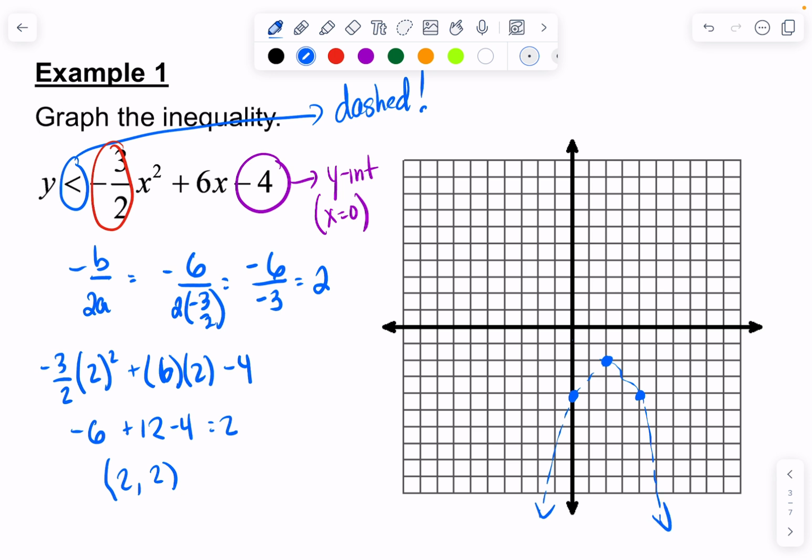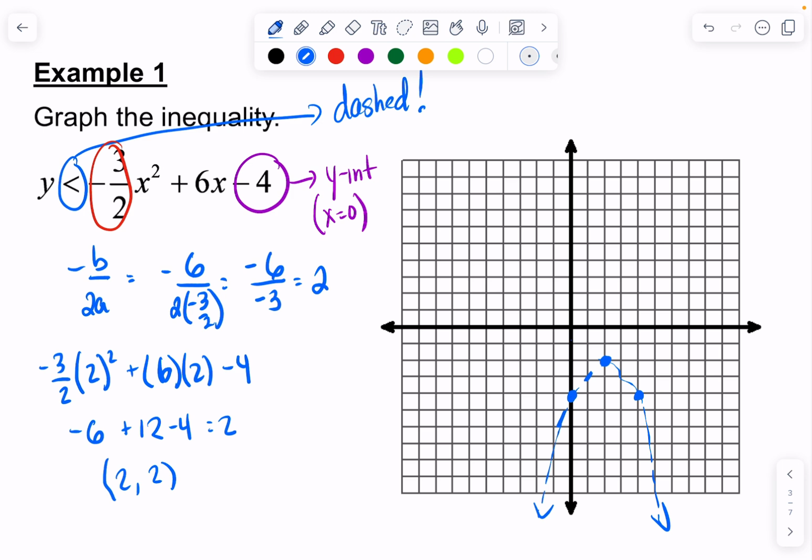And that's a dashed line. It's kind of hard to see. I might get maybe a little bit more dashy for you guys. Just make sure I can tell that it's dashed. Okay. And less than, I'm going to shade inside my parabola.